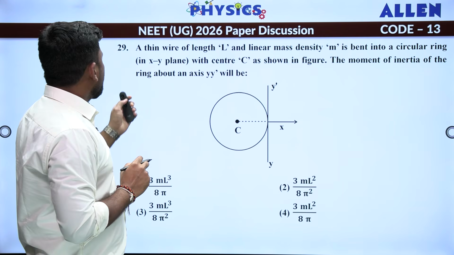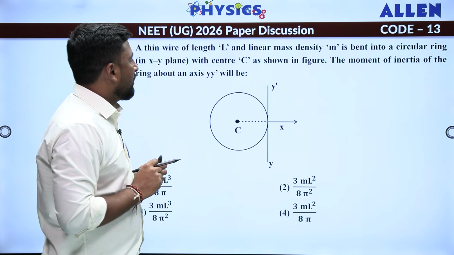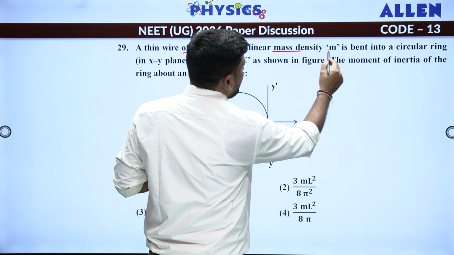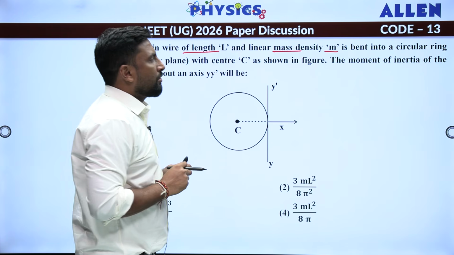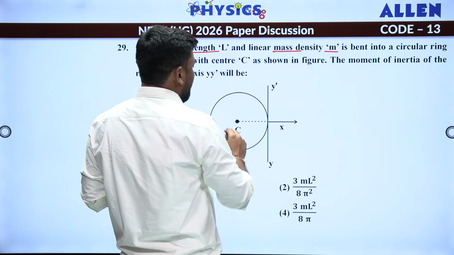Now let's move to question number 29. Again, it is a very simple question based on the moment of inertia. They are saying there is a wire of length L, and the mass density is given as m here. So m is not the total mass, it's the linear mass density. So for this, it's very simple.